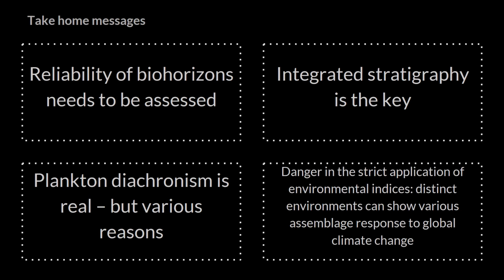And finally, I think that there is a danger in the strict application of environmental indices. Distinct environments can show various assemblage responses to global climate change. And this is why I think we should always first assess changes in the assemblage through multivariate statistics, such as principal component and cluster analysis, before applying temperature indices or fertility indices.